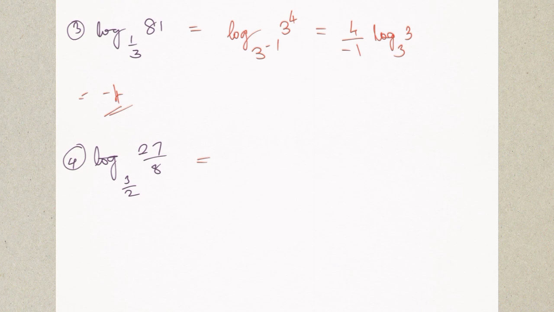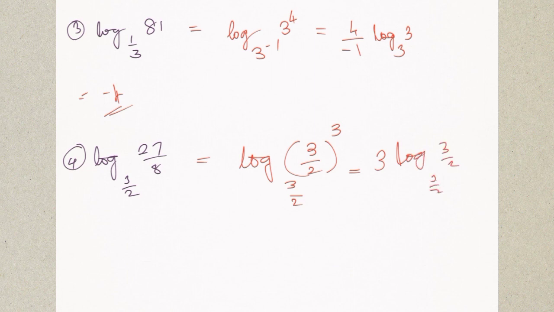Now the next question is the logarithm of 27 by 8 to the base 3 by 2. The logarithm of 27 by 8 can be written as 3 by 2 whole cube, am I correct? To the base 3 by 2. Similarly, using the same law, it is nothing but 3 log 3 by 2 to the base 3 by 2. That is, the answer is 3. That's it, right? So these are actually easy questions on logarithms.